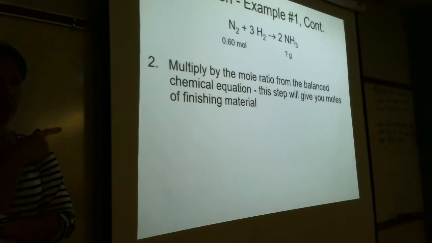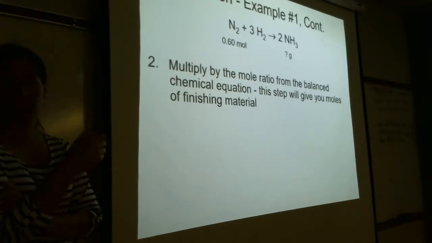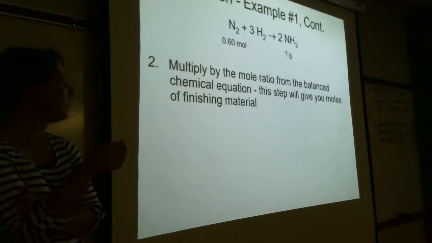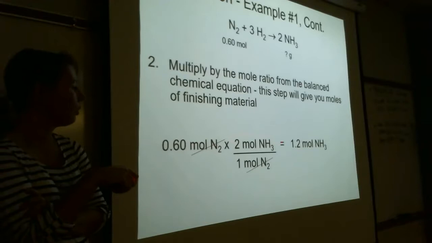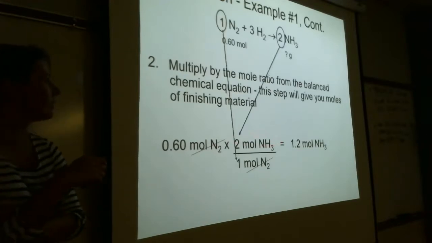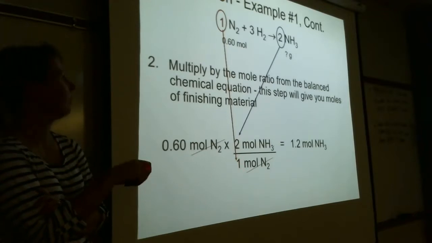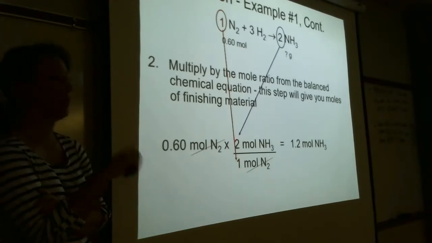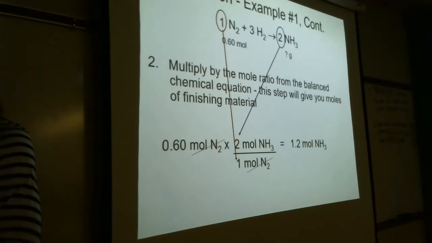Think back to that picture I showed at the beginning of class. The mole ratios come from what? The coefficients, right? So if I'm trying to get moles of N2 to go bye-bye, and I want moles of NH3, well, look at this. The coefficient here is the number that goes here. The coefficient here is the number that goes here. We're completely ignoring H2. It's not factoring into my calculations at all.